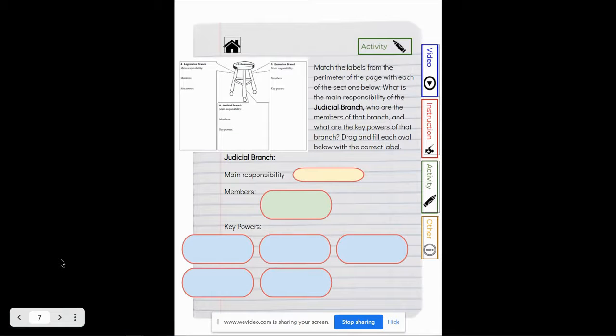When we get into our activity page, it is the same as what we have been doing. So we're matching the labels on the perimeter of the page with each of these bands below. And so there is 5 powers that you have to identify for the judicial branch. There was 9 in legislative, there was 8 in executive, and there are 5 that you need to find for the judicial branch.